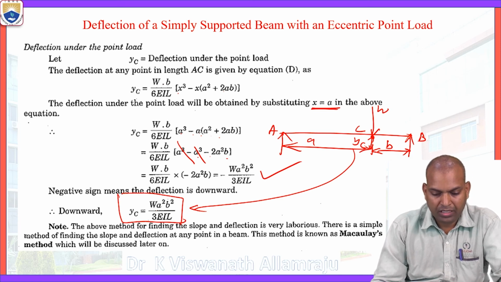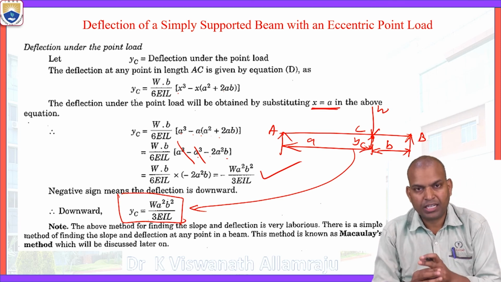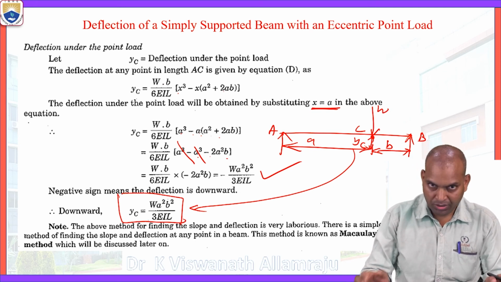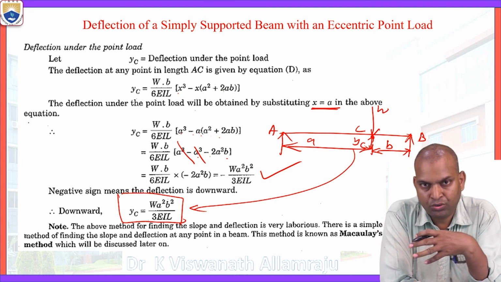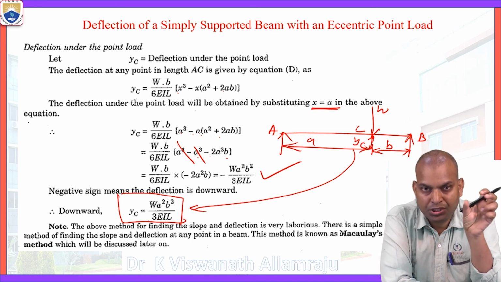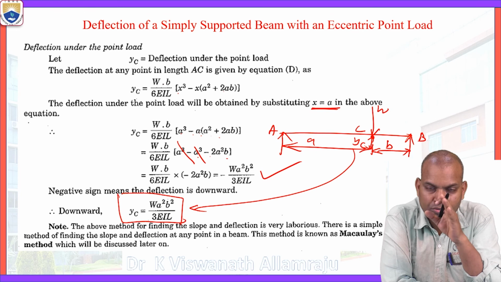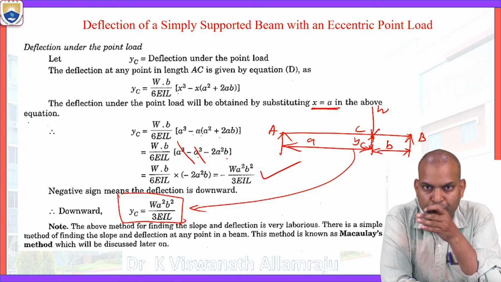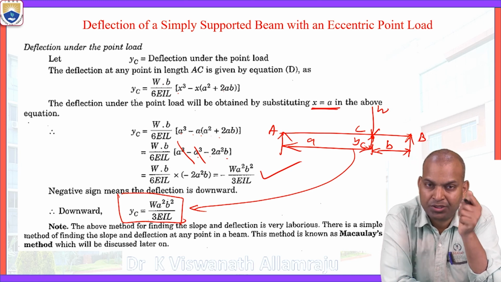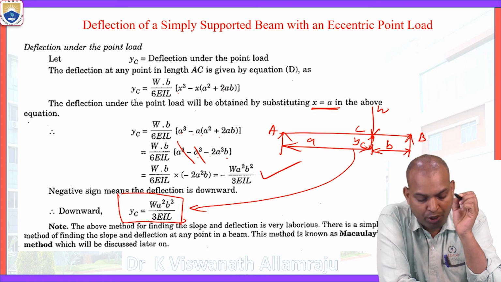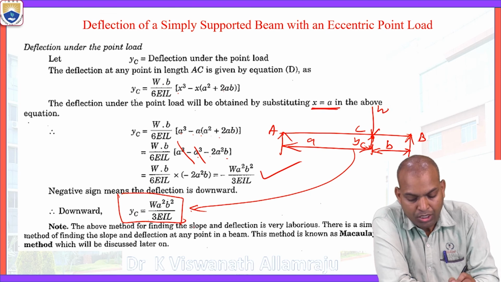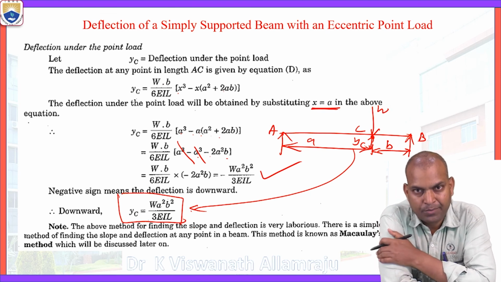So the method we used here is the double integration method. For an eccentric load, it is so laborious, as we can observe. We found theta c, and double integration was applied twice, over the span A to C and again over the section C to B. Then in order to find the slope at C, and after getting the slope, we have to find the maximum deflection. So the deflection at point C is w a square b square by 3EI l.